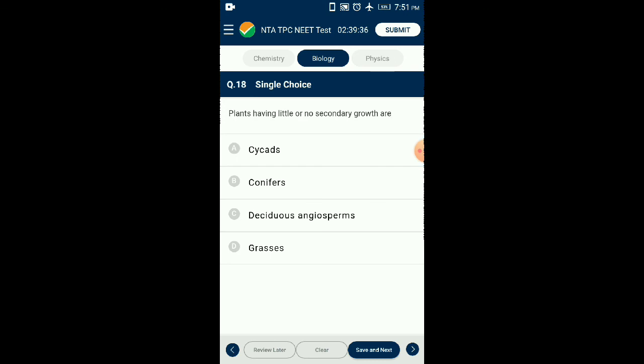Question number 18. Plants having little or no secondary growth are. Secondary growth can be defined as the growth that increases the girth or diameter and thickness of the plant as a result of activities of primary and lateral meristems. Example, vascular cambium and cork cambium. So the answer for this question is option D, grasses. In grasses, no secondary growth takes place.